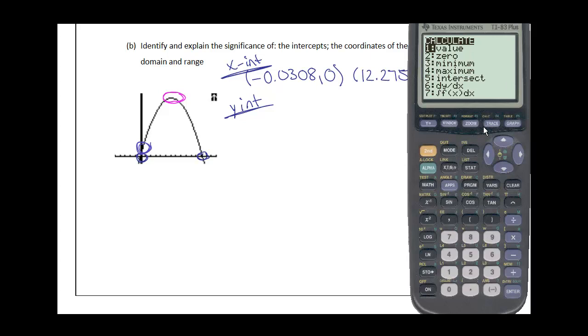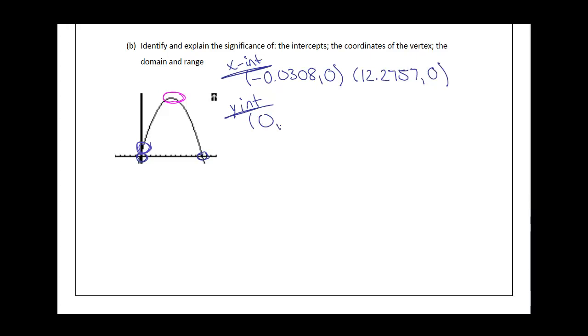Yet again, going into second function, trace. Now to find the y-intercept, it's a little different because remember when we have our y-intercept, what is our x always going to equal? Well, 0, because it's at the 0 point on the y-axis. So to find the y-intercept, we actually just go into value, and we can type in the value of 0 for x, and it should calculate our y-intercept there, and it is 1.85. So our y-intercept is 1.85.